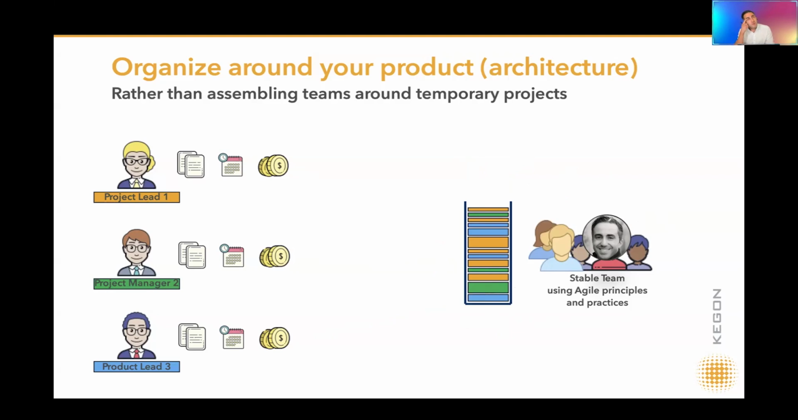Because we cannot create stable teams around a project, because whenever a project is done, the stable team is not relevant anymore. So we need to design a stable team according to another approach, another cross-section of the organization, or another cross-section of the product.